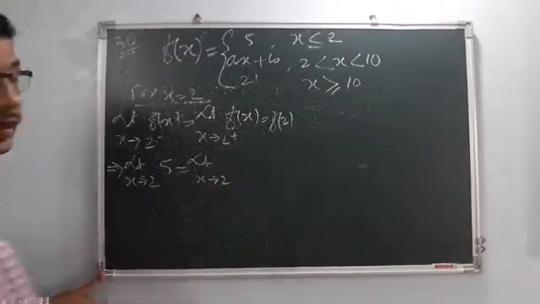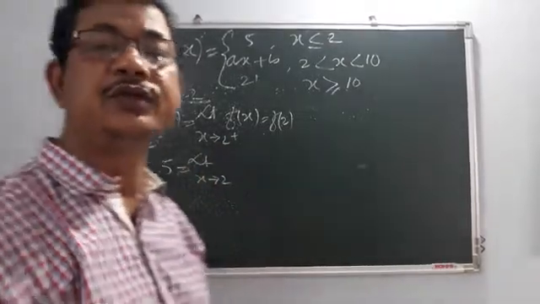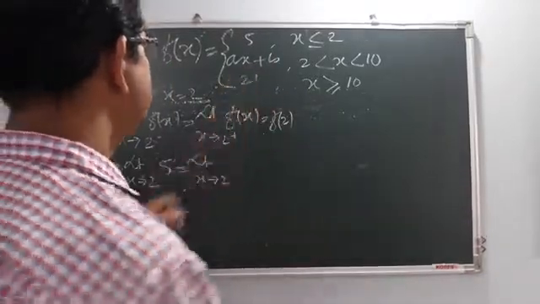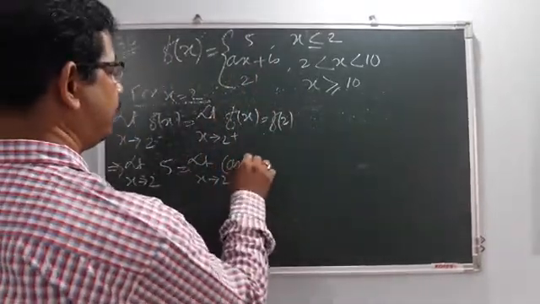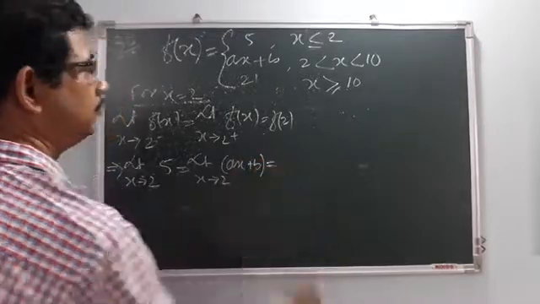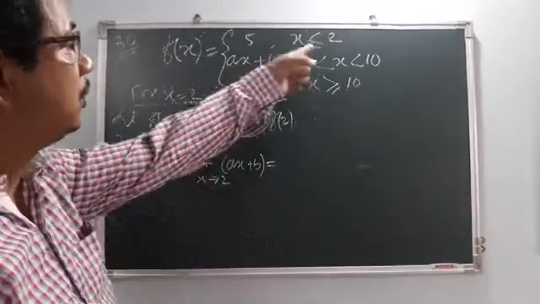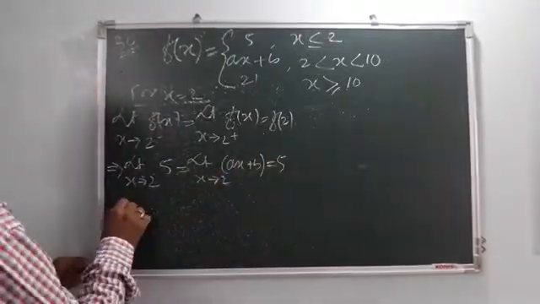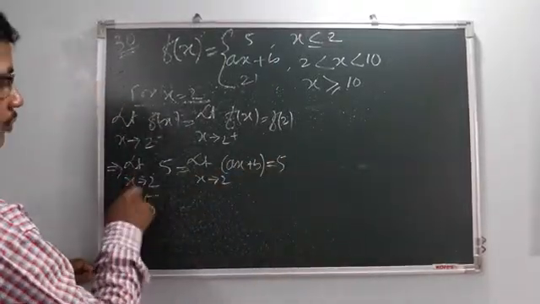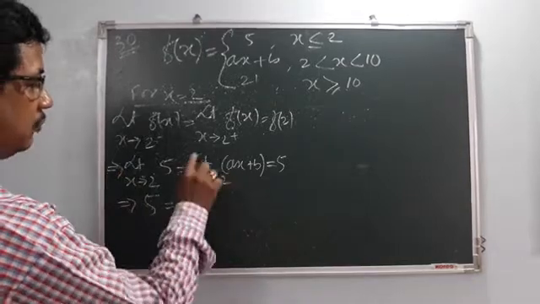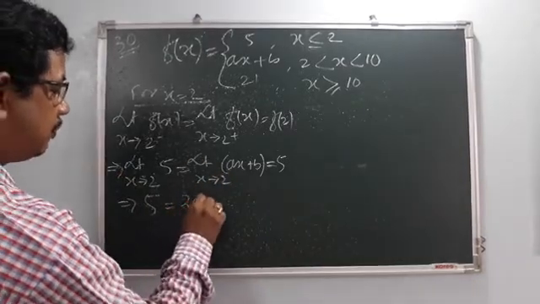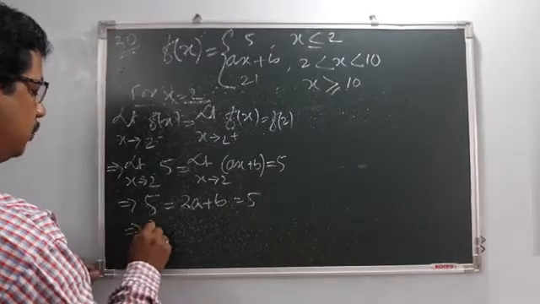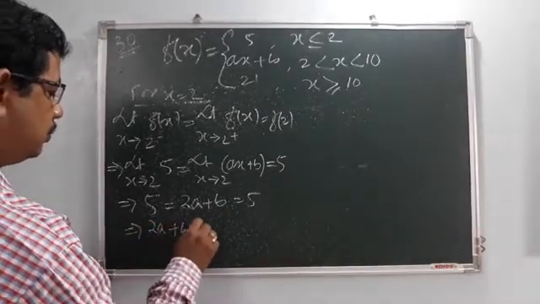If x tends to 2 plus, it means x is greater than 2. If it is greater than 2, then the value is ax plus b. What about f(2)? Equal to 2, then it is 5. Now you see that 5, if you take the limit, it is 2a plus b is equal to 5. So what we get? 2a plus b is equal to 5.